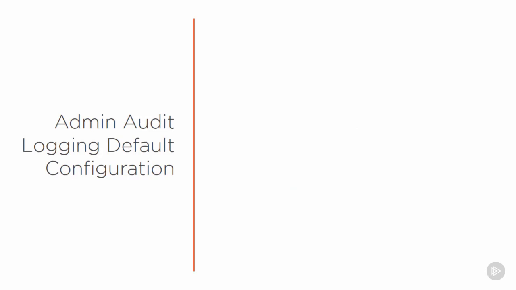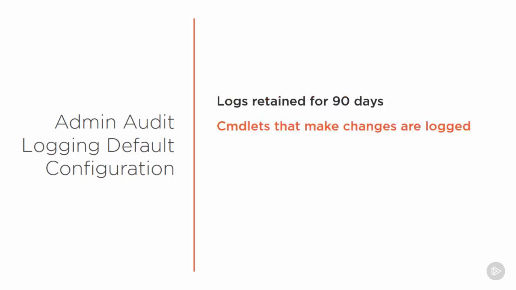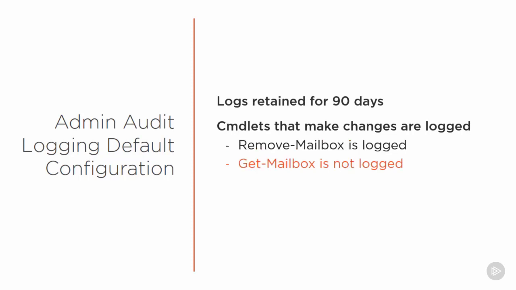For the default admin log configuration, logs are retained for 90 days. And by the way, the admin audit logs for the entire organization are stored in one of the arbitration mailboxes, which are system mailboxes. All cmdlets that can make changes are logged, and so are all the parameters of those cmdlets. Cmdlets that can make changes are those such as Remove-Mailbox, as opposed to Get-Mailbox, because Get-Mailbox only retrieves data. And the log level is set to none.